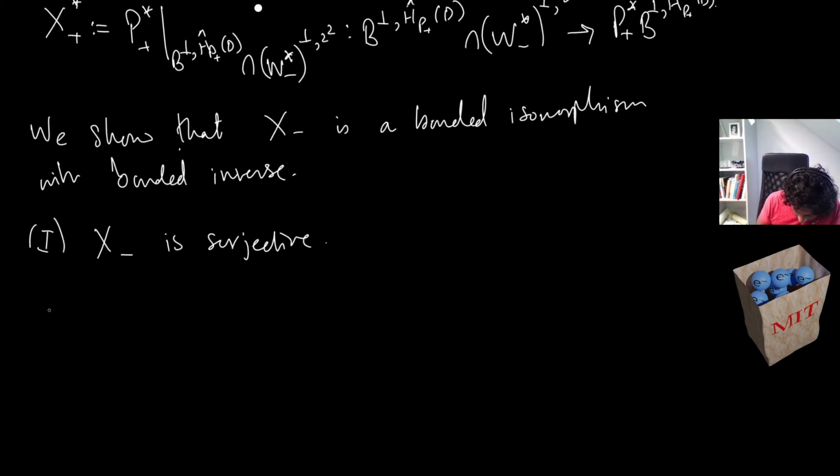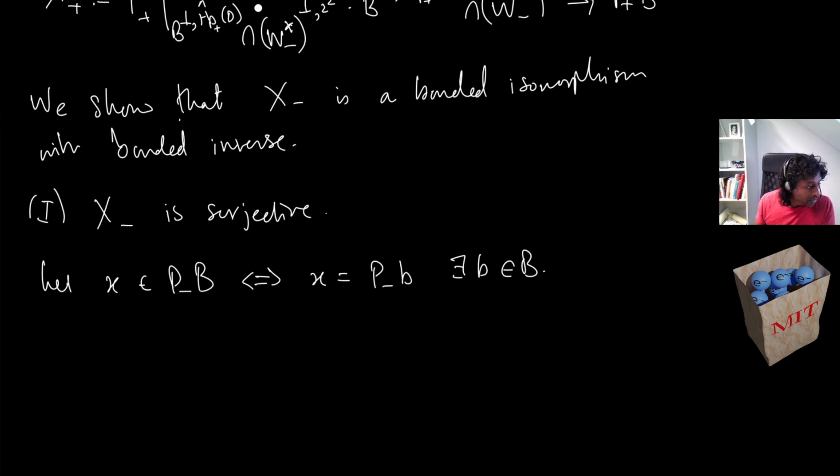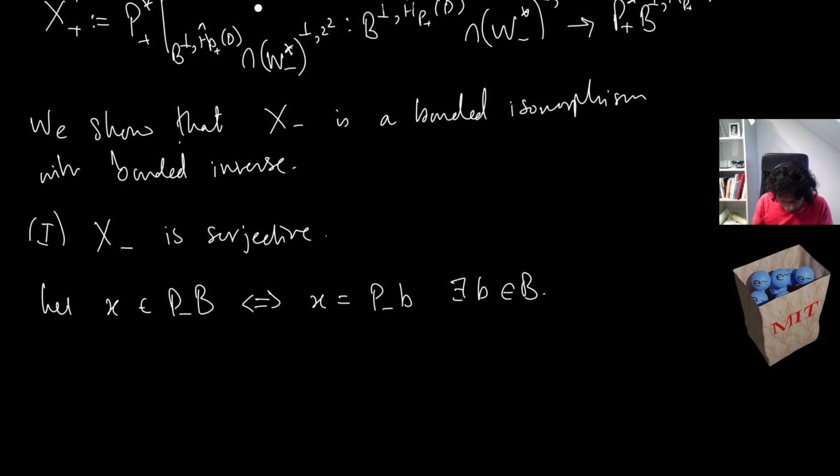Okay, so let X be in P minus B. So this is if and only if X is going to be equal to P minus of some B, there exists a B in B. Okay. So now we're gonna cut B up by the orthogonal decomposition of L2 with respect to the space W plus, right? So W plus and W plus perp.